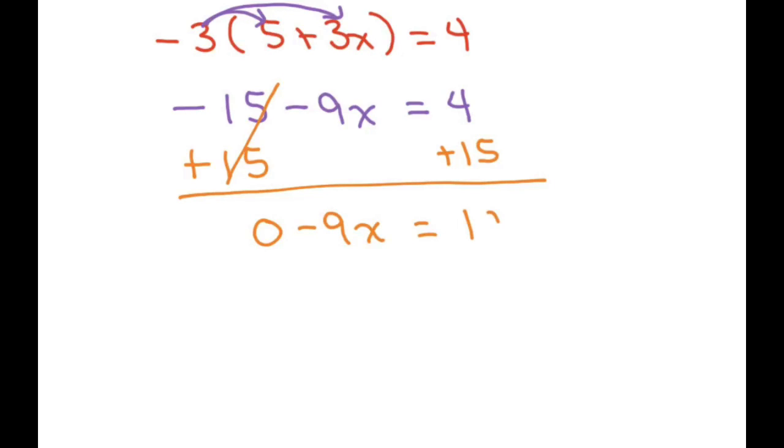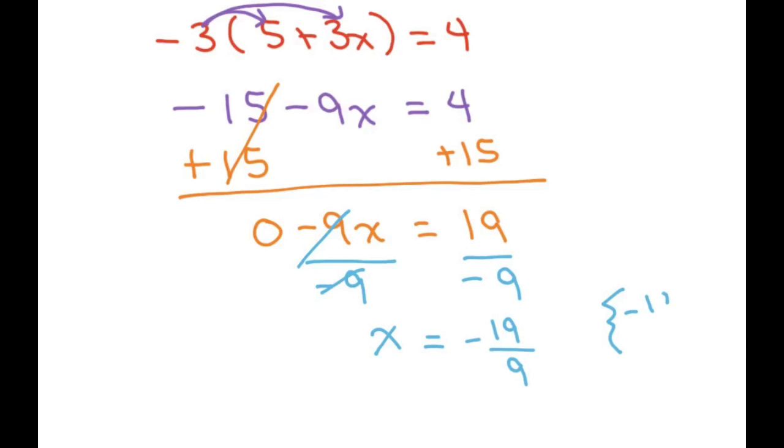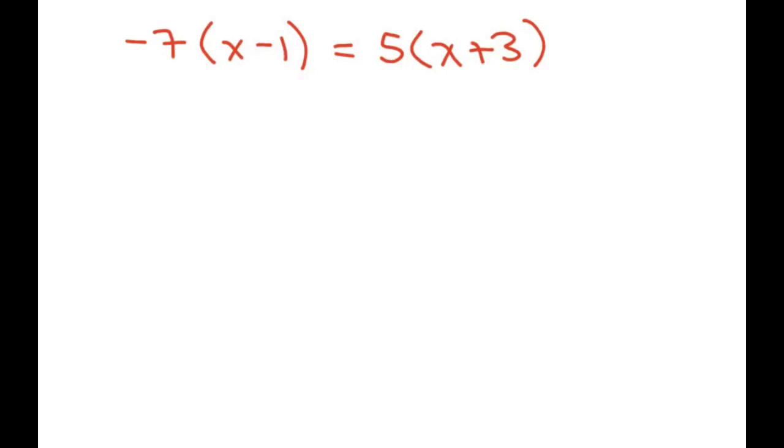And this is 19. And then this one we can't do in our head because it's a fraction here. So we're going to divide both sides by negative 9. So this equals 1. So 1 times x is x equals negative 19 over 9. And you can write it as a solution set like that if you want. All right. The next one is this.